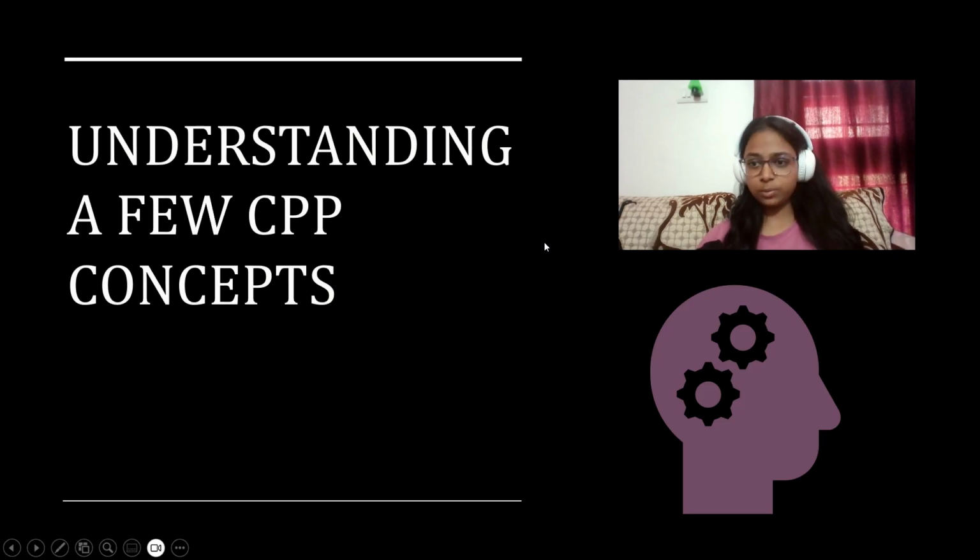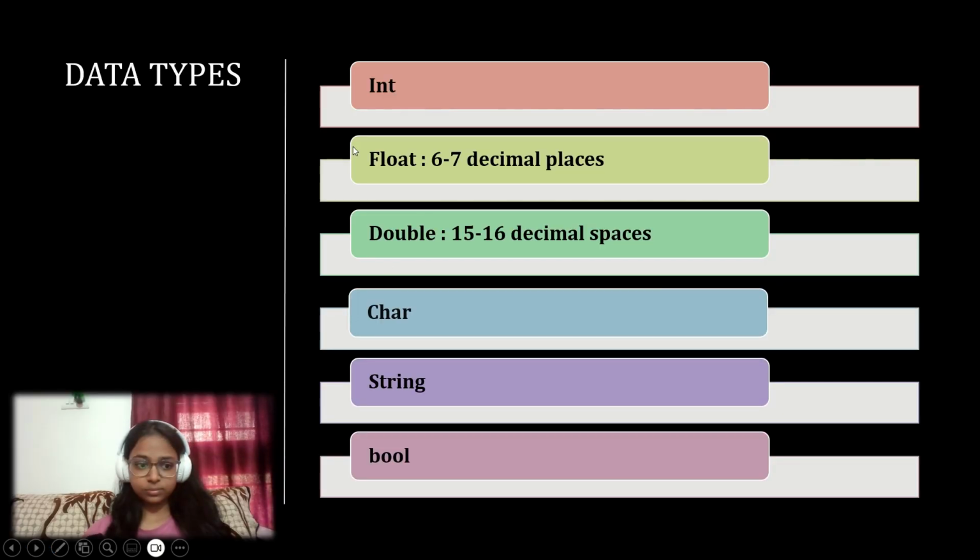Okay, so before we jump to the code, let's understand a few C++ concepts. First of all, let's see the basic data types that we use in C++. The first one is int, which stands for integers. Next is float. Numbers with 6 to 7 decimal places are used in float, and numbers with a larger number of decimal places, like 15 to 16, are there.